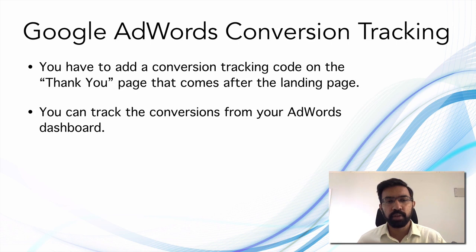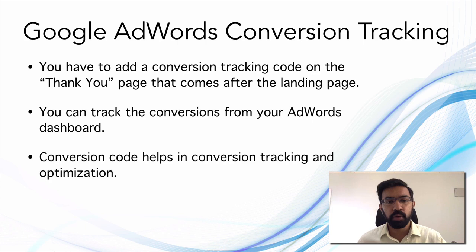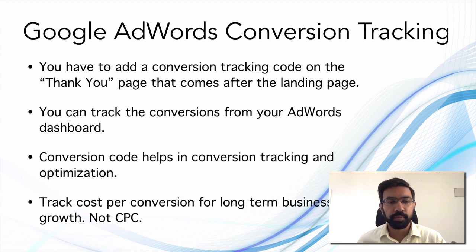So you can track the conversion from your AdWords dashboard. I will show it to you how it can be done. Conversion codes help in conversion tracking and also conversion optimization. In this course we have only looked at manual CPC bidding, but there are also automatic bidding strategies. These automatic bidding strategies will be helpful if you are targeting the ads for conversions rather than for clicks. You have to track cost per conversion for long-term business growth, not just the cost per click, because cost per click does not matter. What really matters is the cost per conversion that you are getting.